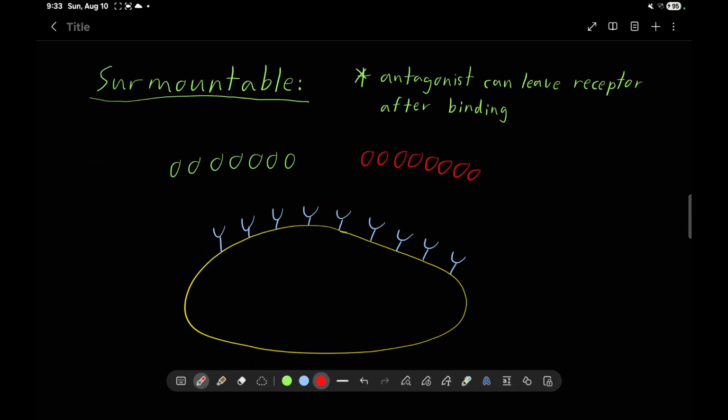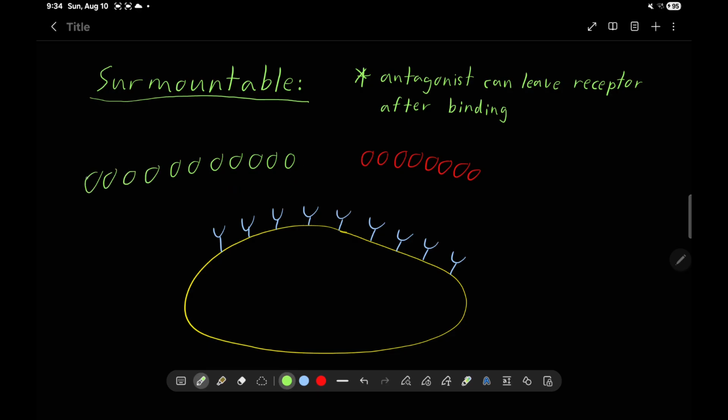So surmountable antagonism is when your antagonist can bind onto orthosteric sites, but then after some time it can leave. So it can go and bind, and then after some time it can unbind as it moves around stochastically. And when it unbinds, this means that agonists are now able to come and bind to this receptor, because after it leaves, this receptor is vacant. So these agonists, which are moving around stochastically, may be able to come and bind onto those receptors. So for this type of antagonism, if you add a lot of agonists, so let's say we add a bunch of agonists, right?